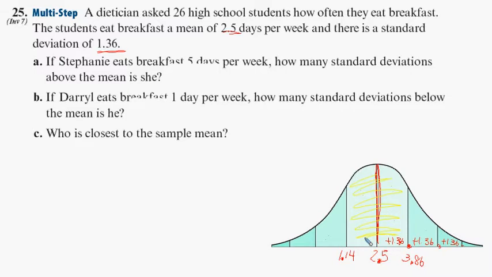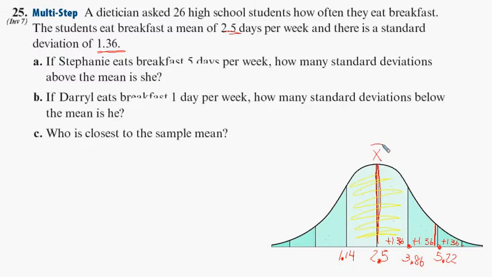Well, let's just add 3.86 plus 1.36. Okay, so there's 5.22. Do you see that here is 5.22? So Stephanie is about right in here somewhere. You see that? 5.22, because this is where 5.20. So she's not quite 2 standard deviations above the mean. Okay, this represents the mean.